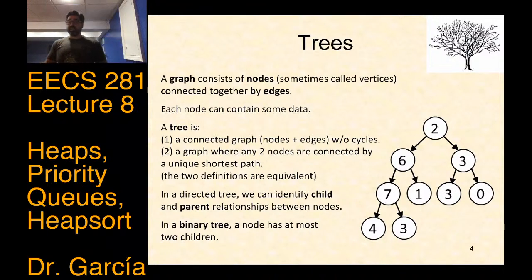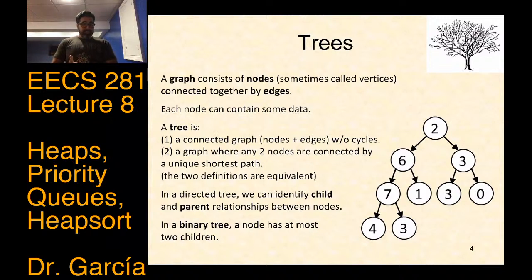Now, a tree is a special kind of graph. It is a connected graph without cycles, right? So if you remember, a cycle would mean you start at one node, then you follow edges, and then you end at that node. That would be a cycle inside the graph, right? You can also look at it as a graph where any two nodes are connected by a unique shortest path. In fact, those two definitions are quite equivalent, and you can theoretically prove things for trees using either of those definitions.